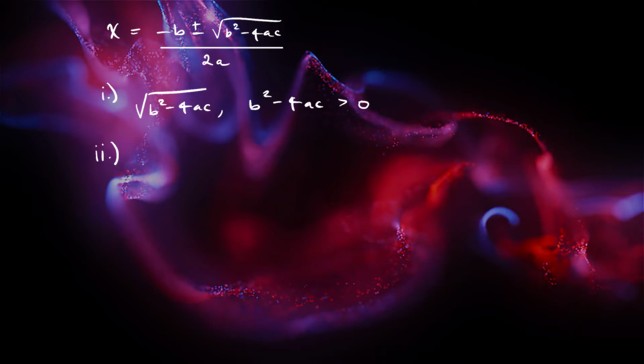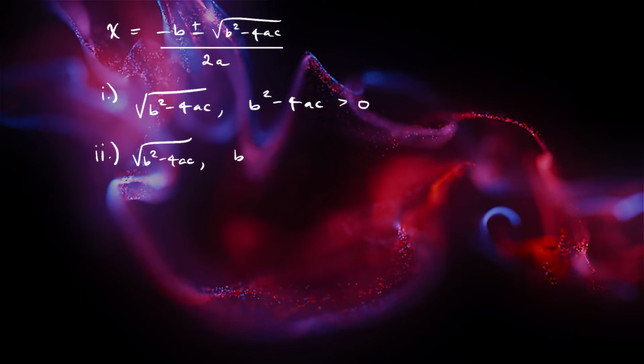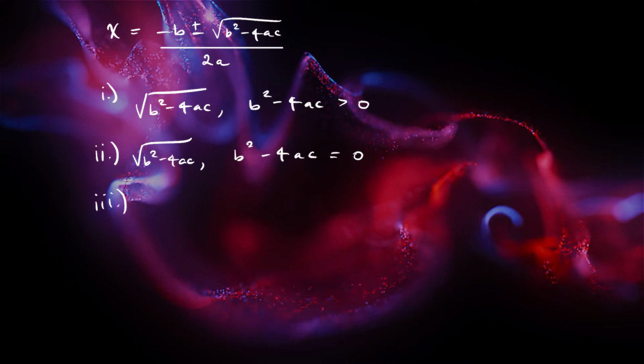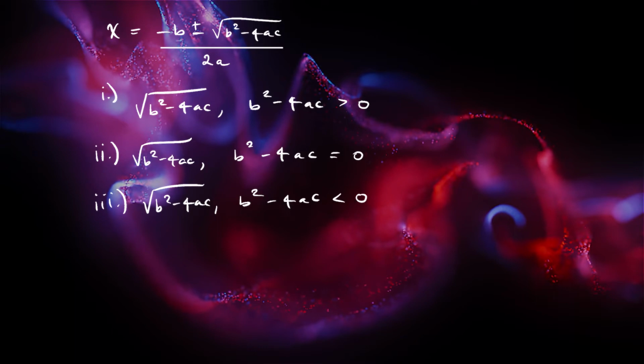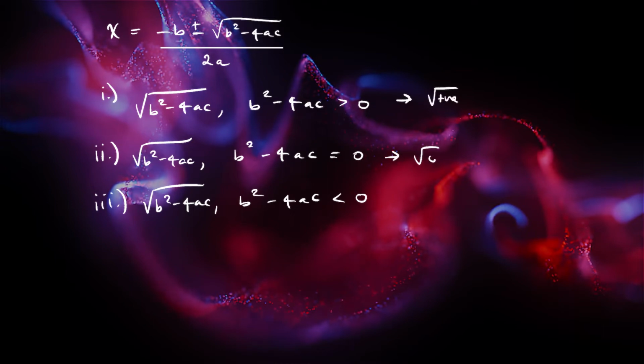In the second scenario, we also have the square root of b squared minus 4ac, but this time the value of b squared minus 4ac is equal to 0. And in our final scenario, we also have the square root of b squared minus 4ac, but here the value of that is actually less than 0. Now, what this means is that here we're taking the square root of a positive number, here we're taking the square root of 0, and here we're taking the square root of a negative number.